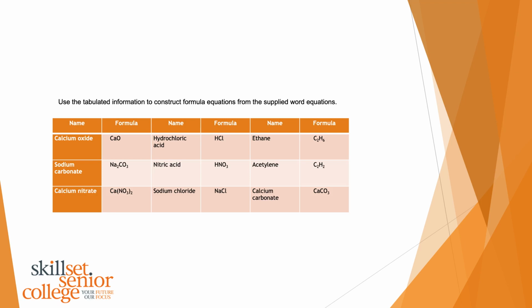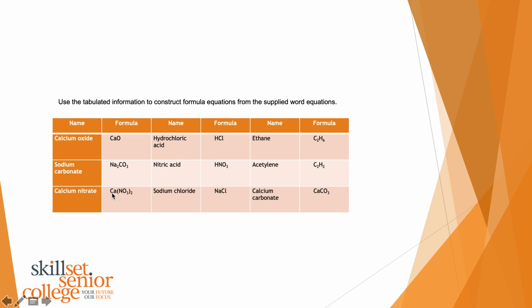Right, so now we're going to look at some formulas using these word equations. Okay, so we've got a bunch of chemicals here. Calcium oxide, the chemical formula is 1 calcium and 1 oxygen, CaO. You have sodium carbonate, which is 2 sodium, 1 carbon and 3 oxygen, Na2CO3. So there are 3 elements in that.